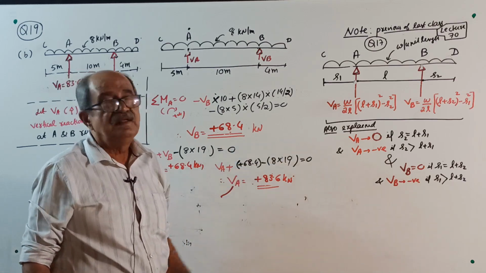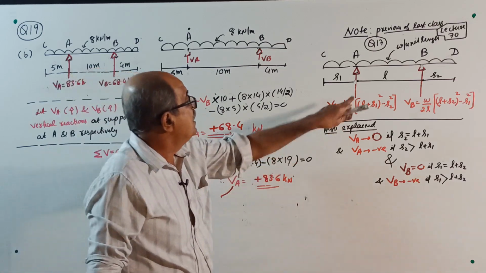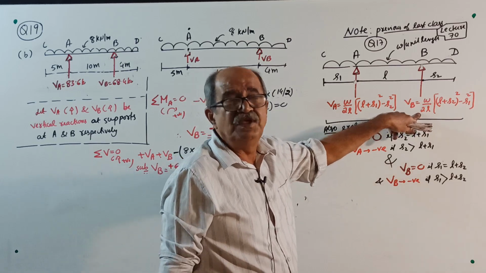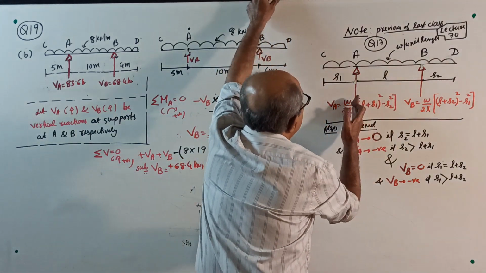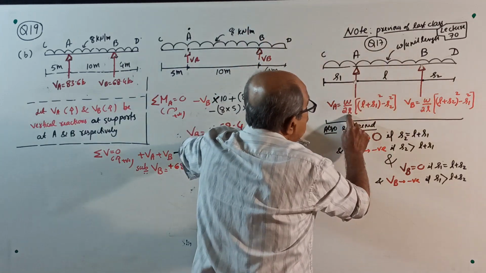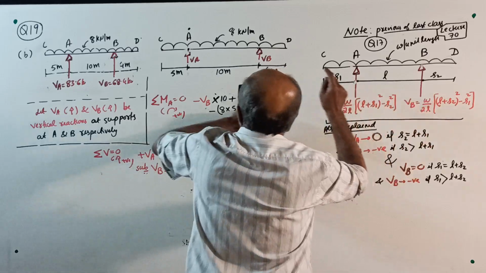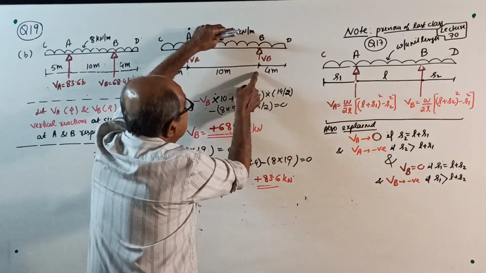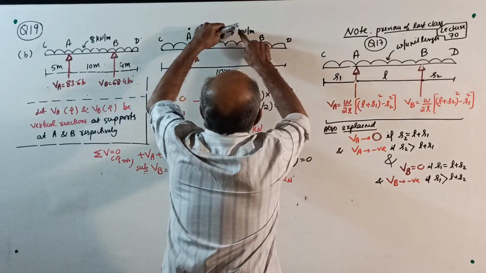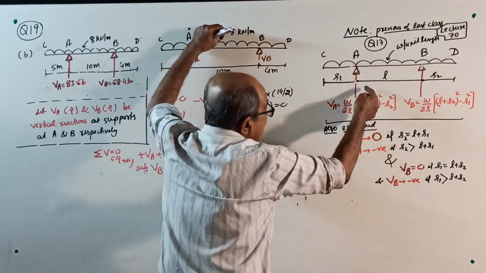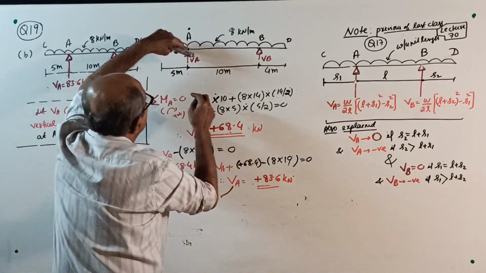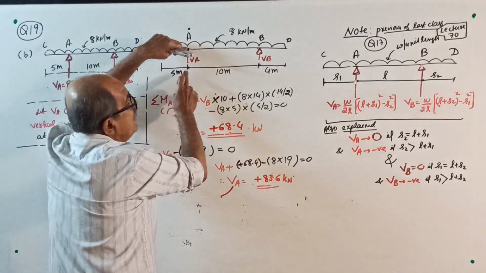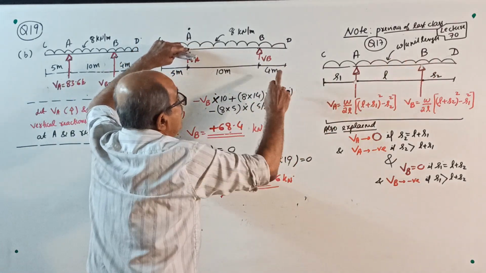Now, I will tell something for you. I will tell only once. Next time you check it. Use this formula. Don't learn this formula by heart. I told the logic of this formula also. As per this formula, VA equal to W by 2L, VB also equal to W by 2L. W is 8 divided by 2 times of 10, L means this distance. If you want this reaction, sum of these two spans, 10 plus 5, 15 square minus other side overhang square, 4 square.